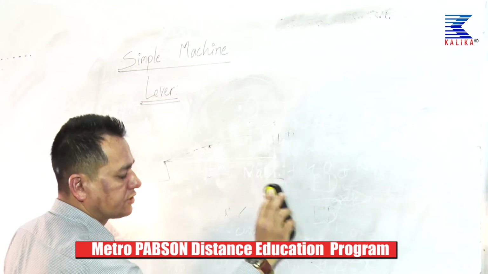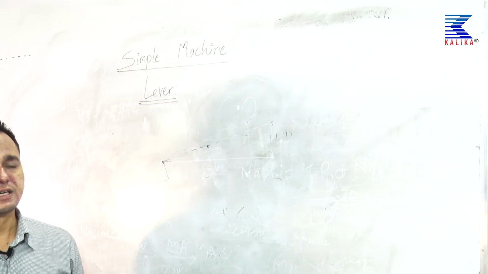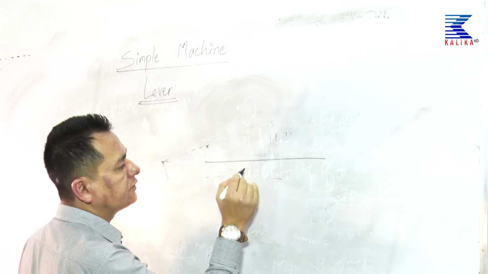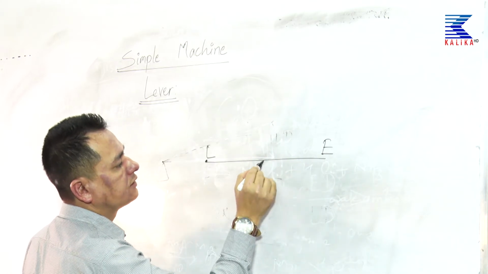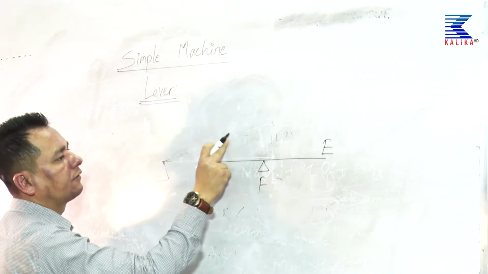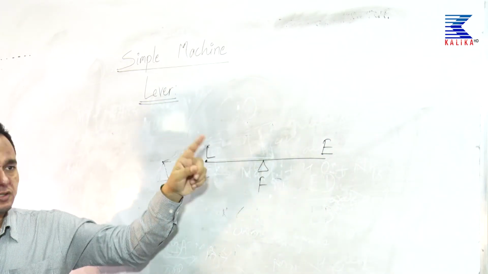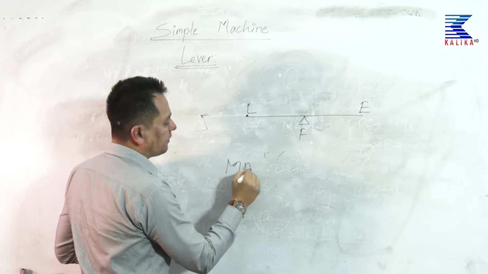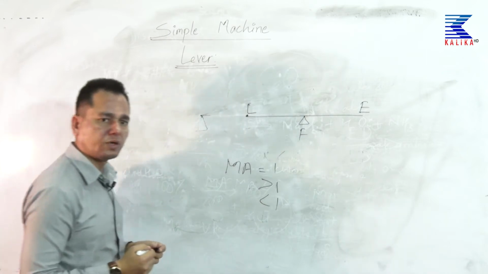So I want to show you some questions. A few questions I mentioned here. Mechanical advantage may be greater than, equal to, or less than 1 in first class lever. In first class lever, this is load, this is effort, and this is fulcrum. In first class lever, the mechanical advantage may be equal to 1, or maybe greater than 1, or maybe less than 1. So what may be the reason for this?